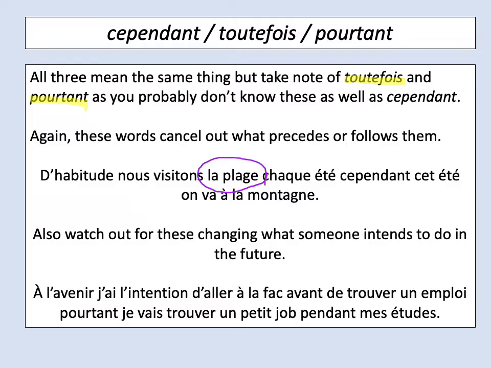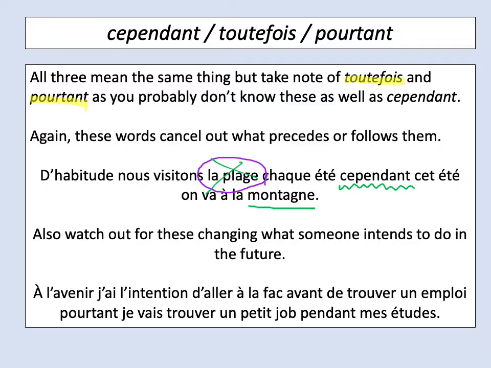However, that has now cancelled this out, so the beach is now irrelevant because this summer, cet été, on va à la montagne. So they're actually going to the mountains. Watch out for it. Another thing that happens is when multiple things are mentioned, the however word can switch around what someone's plans may be. I've put here the future because that is often where they use it, but it can change a sequence of events as well, just in general.